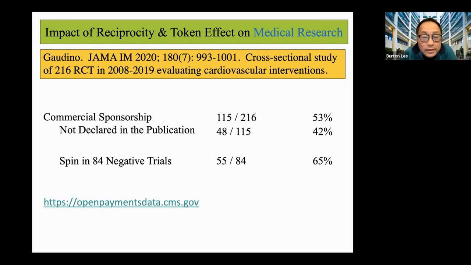Now, it doesn't help if you're not an American, because this is only for the US database. But at least it's some way for you to look. And if you start looking things up, you'll be surprised how often there's a conflict of interest that is not publicly declared.